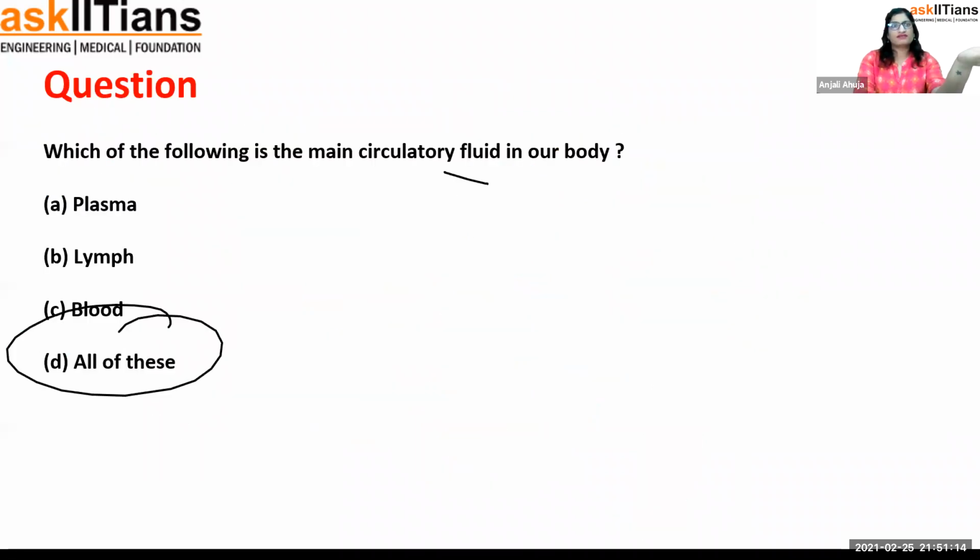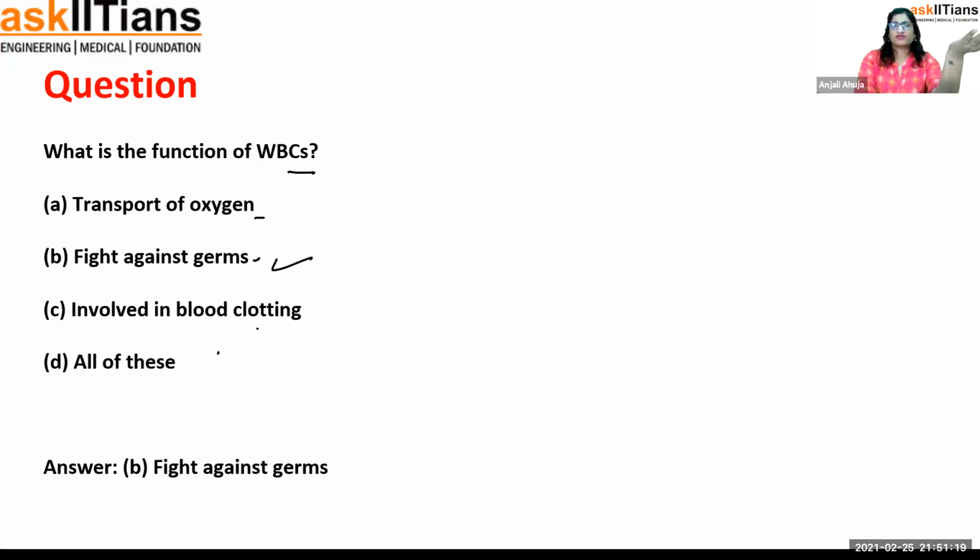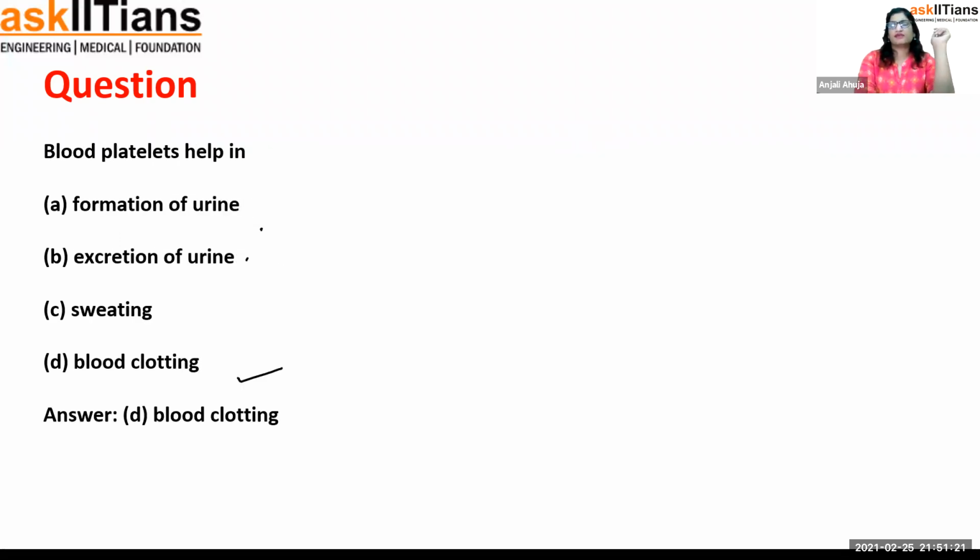Which of the following has hemoglobin? RBCs. What is the function of blood? Platelets help in blood clotting. Every time I thought you could see the screen, but thank God you could not see, because then you would not be able to see the answer. And that's a mystery.